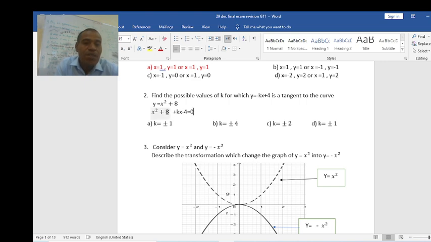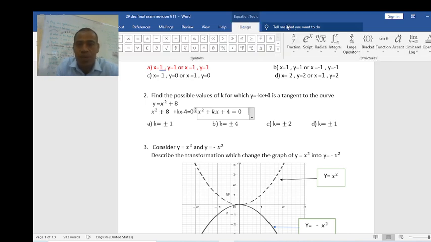Then I will just write again, therefore we have x squared plus kx plus 4 equal 0. Okay, here I will use the discriminant delta. So the discriminant is, I will just use the symbol delta.